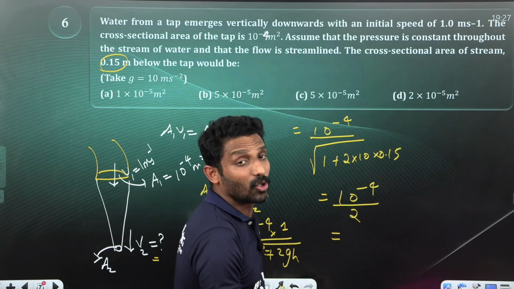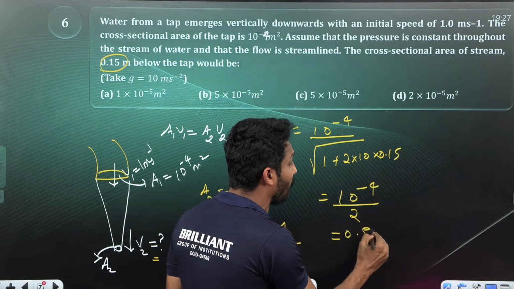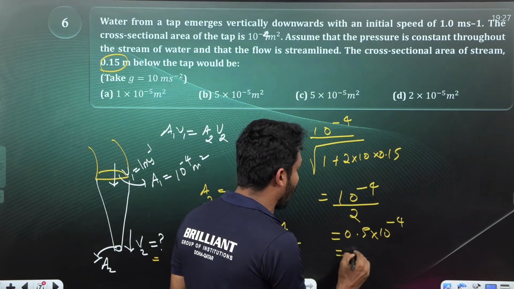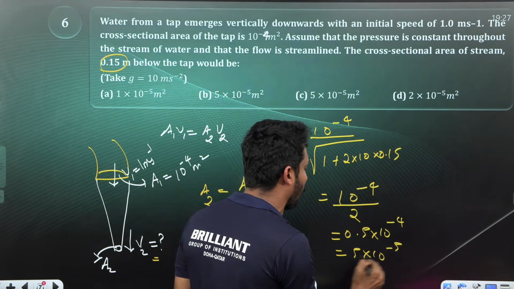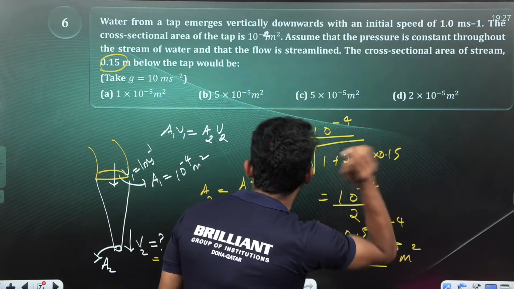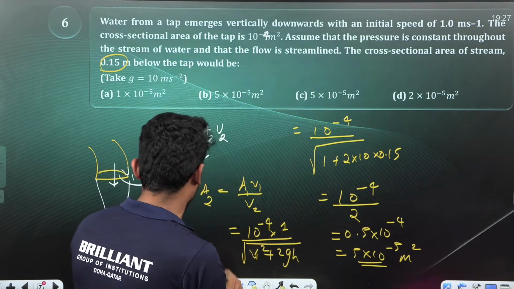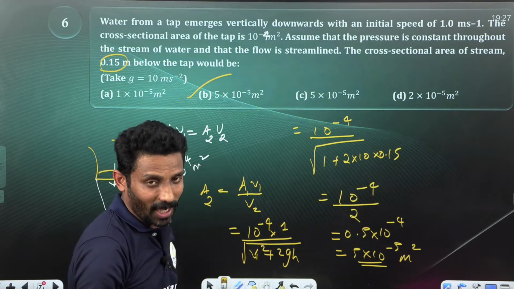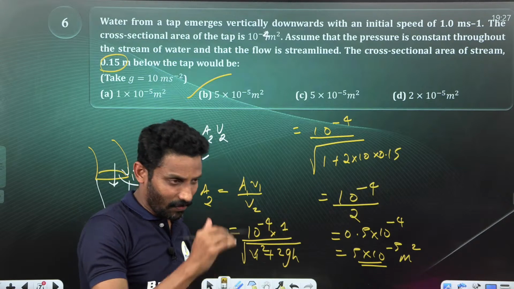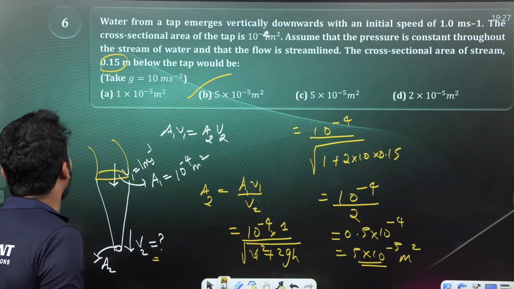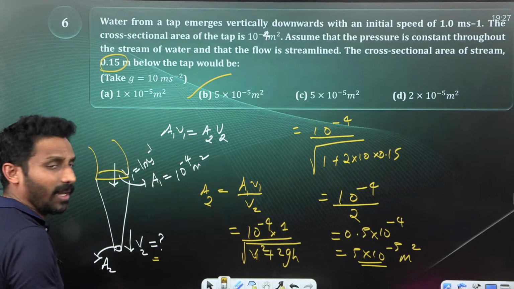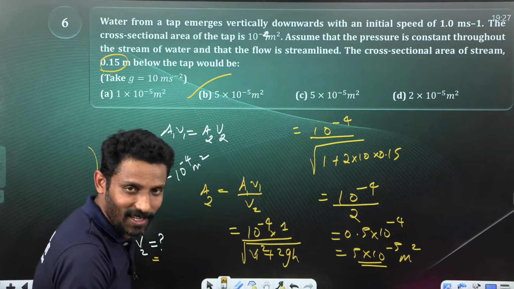Okay, 1 by 2 is 0.5. 0.5 into 10 raised to minus 4, that is 5 into 10 raised to minus 5, very easily calculated. Meter square is the SI unit of area. 5 into 10 raised to minus 5 meter square. Understood? Very simple. The idea of equation of continuity and an equation from kinematics.